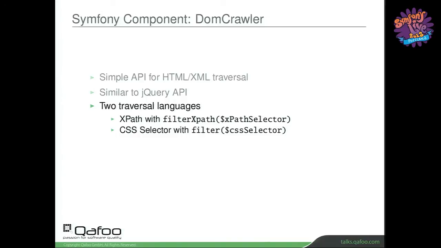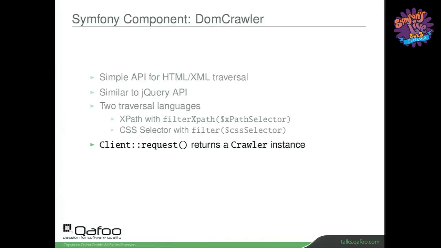Who knows how to do XPath queries? Very few people, yeah. XPath is complicated somehow, and it's pretty powerful, but it can be simplified quite a lot by using something called CSS selectors. And this is where a third component comes into play that Symfony has, the so-called CSS selector component, which allows you to write CSS selectors like you would do in jQuery, and then translate them into XPath internally.